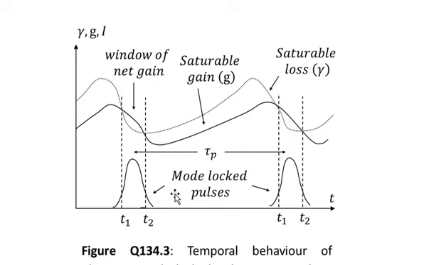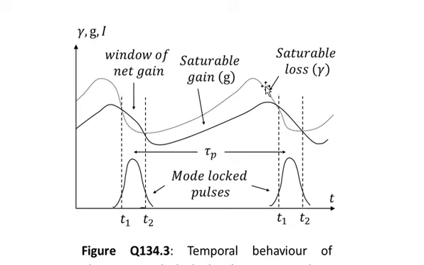So after the pulse passes through, what will happen? The medium becomes unsaturated. So no other pulses will pass through in this region. You can notice there, because the losses now are higher than the gain of the medium. So output is 0 in this region.